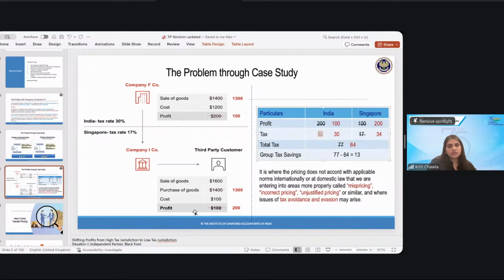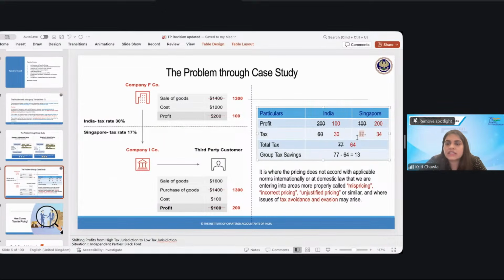So let's look at the profit in Singapore. It's going to be 1,600 less 1,400 less $100, and the profit in Singapore is $100. So I've provided it in the table right here, $100 of profit in Singapore. The tax rate in Singapore is 17%. So 17 is right here.